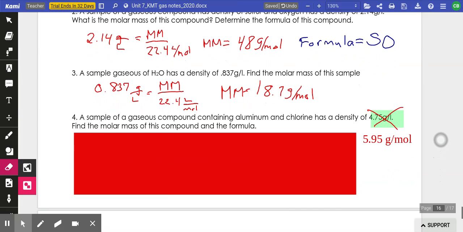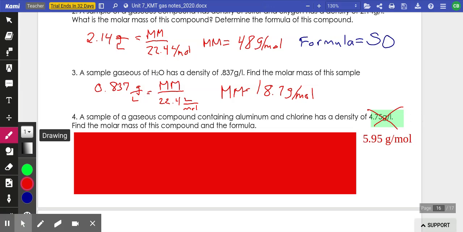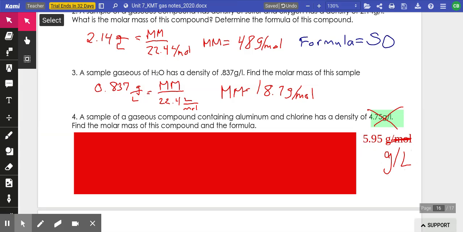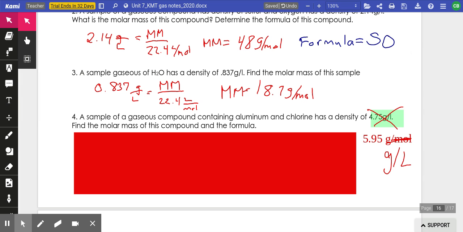Okay, one last example to try, but I made a little bit of a mistake in the problem. This should not have read 4.75 for the density. That should have read 5.95. And I made another mistake. That should say 5.95 grams per liter. So use the 5.95 as the density value and calculate the molar mass again for this compound, and again what the formula would be if the density was 5.95. Give that a try and let's see what you get.